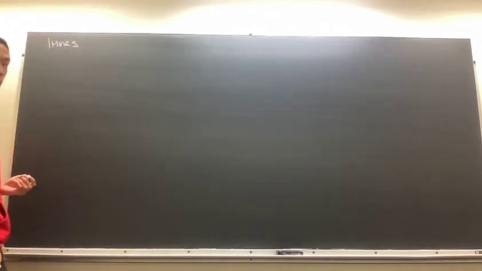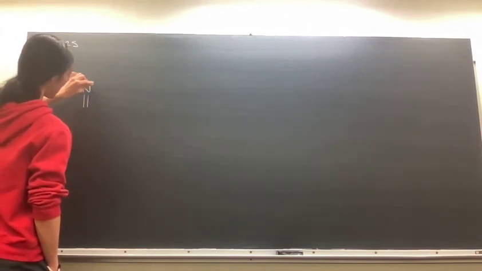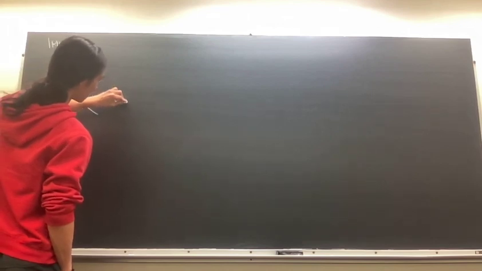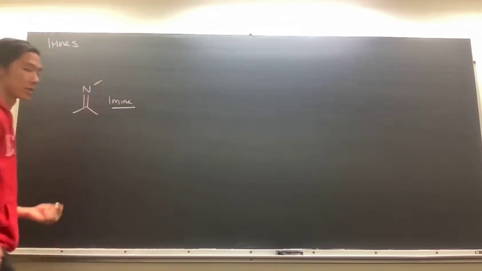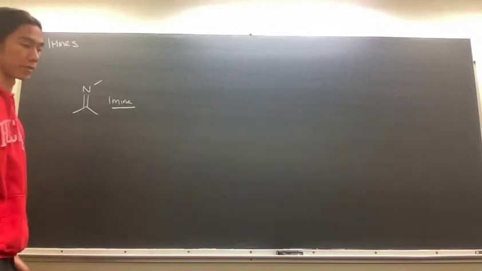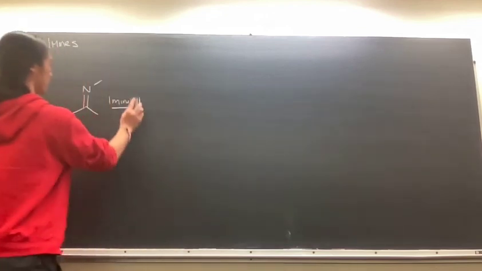So what is an imine? An imine is something with a structure that looks like this. This is an imine, and we're going to get here from a carbonyl. So how does that happen?